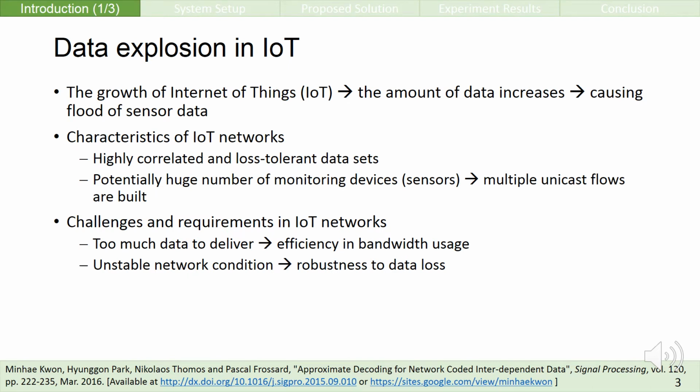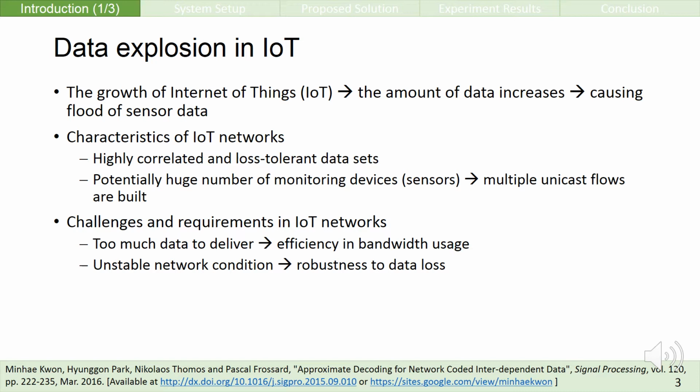In recent years, the Internet of Things has been growing rapidly. This rapid growth is causing a data explosion in networks, especially those filled with sensor data. As a characteristic of an IoT network, the sensor data can be highly correlated and mostly loss tolerant. And the IoT network builds multiple unicast flows because it has a huge number of monitoring devices.